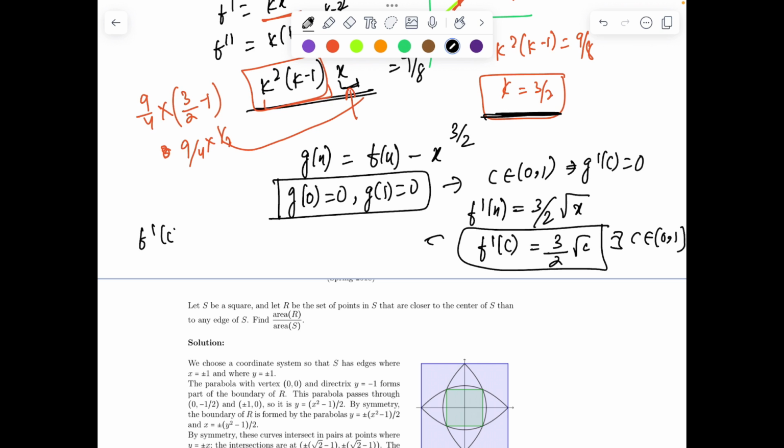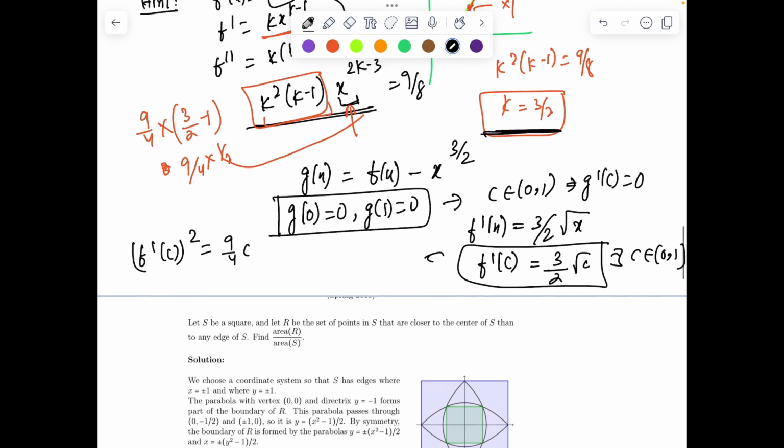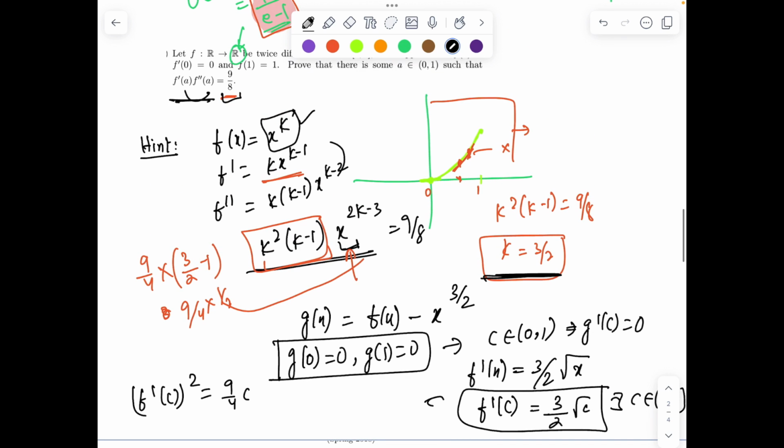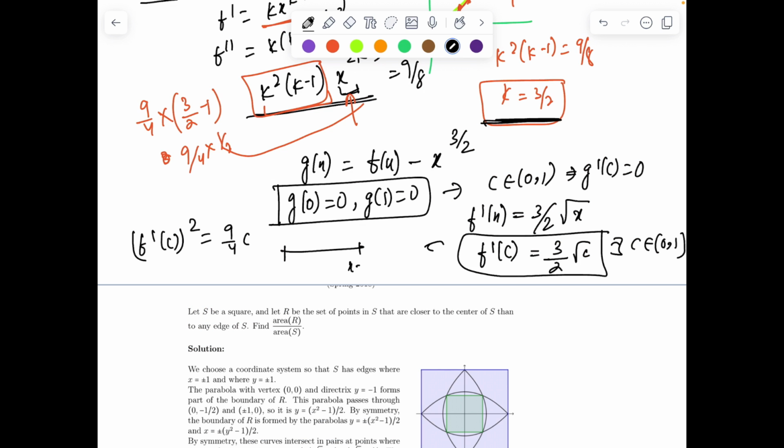Which means f dash c whole square equals 9 by 4 c. Now that's important because to get to f dash into f double dash, if I integrate, it demands f dash whole square, because its derivative can give a connection of f at x equal to c, which is somewhere between 0 to 1, and at x equal to 0. So let's apply the mean value theorem between these two points.